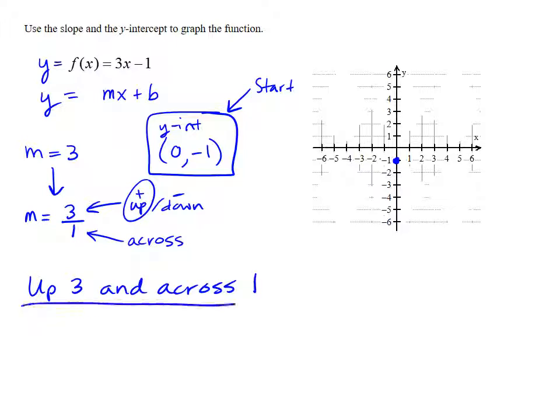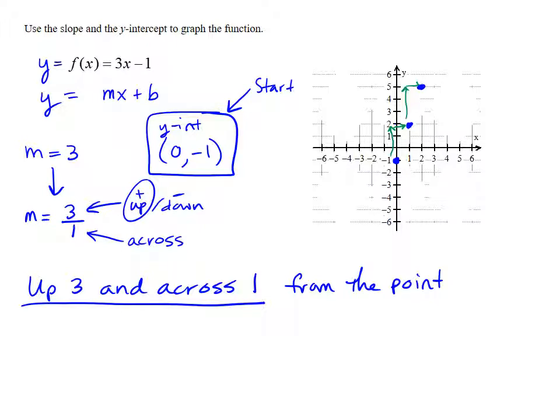Now we do that from the point we have. So we already have a point on the graph. We're going to go up 3 from this point. So that takes us up 1, 2, 3 to 2 and across 1. So I will kind of show that in green. I went up 3 units and across 1. You can do that again. Up 3 and across 1 would be another point at 2, 5. So you can use the slope to create the steepness of the line and find new points.